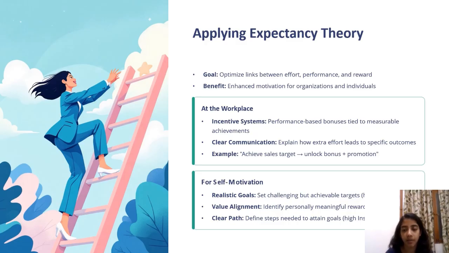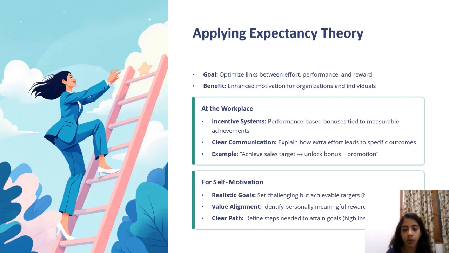Applying it at the workplace: incentive systems. Organizations can create performance-based bonuses tied to measurable achievements. For example, a sales team might receive a bonus for hitting a specific sales target. Clear communication. We all know that communication is the most important thing in an organization. Clear communication will help us achieve our goals easily.